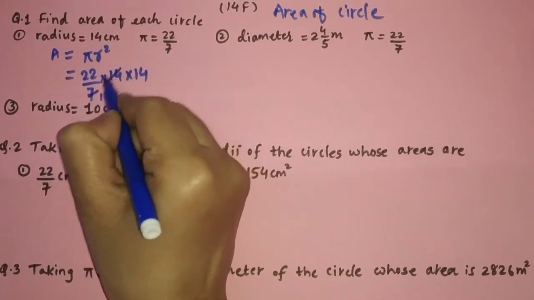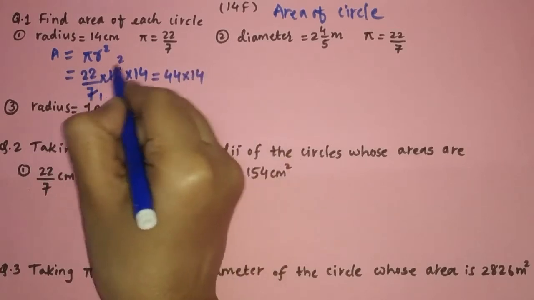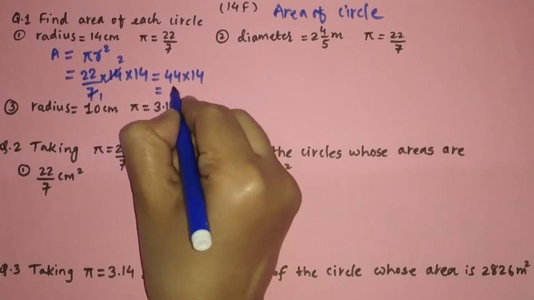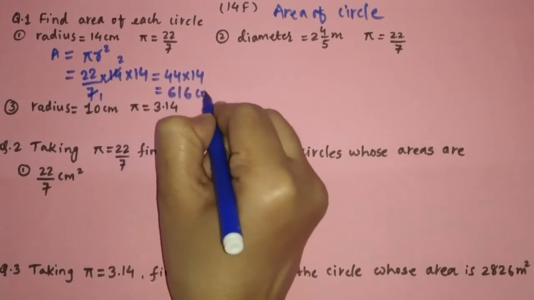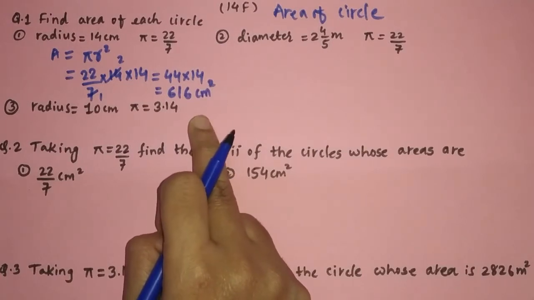So now you have to simplify it. So we'll get 22 into 14, 44 into 14. So we'll multiply and we'll get 616 centimeter square. Areas are in square units.